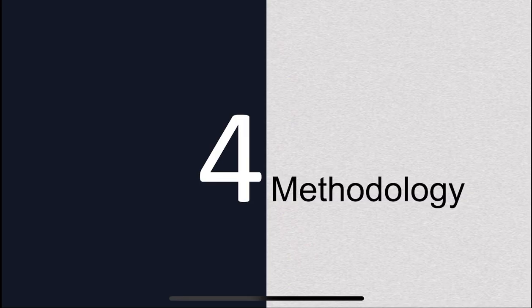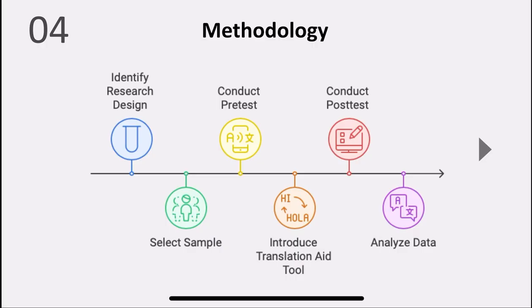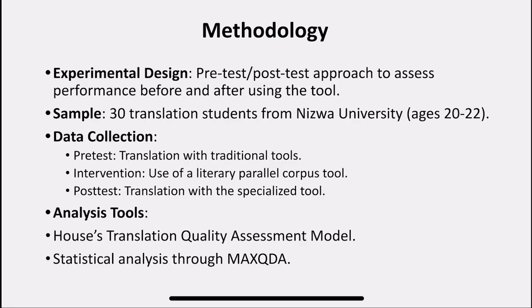And then coming to the methodology. Of course, I've followed the steps of creating a solid methodology to conduct my research, which is identifying a research design. Then I've chosen a sample. I conducted a pretest, and then I introduced the translation aid tool, and then I've conducted a post-test, and finally I've analyzed the data.